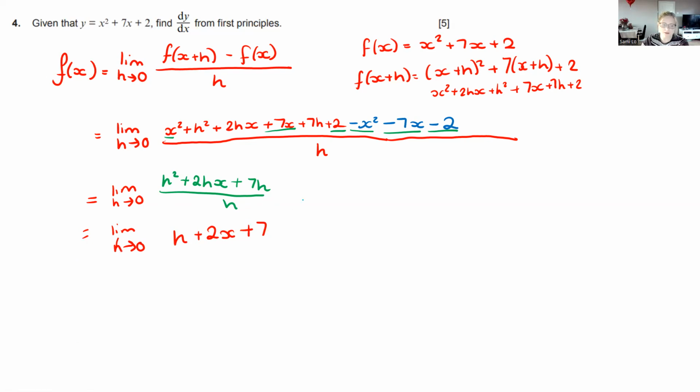Now we're going to use that h equals 0. So dy by dx is equal to, well, we've got 0 plus 2x plus 7. dy by dx is equal to 2x plus 7. And that's it, differentiated.